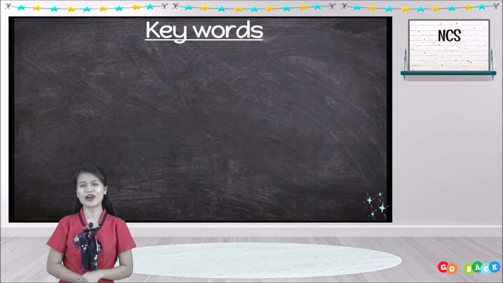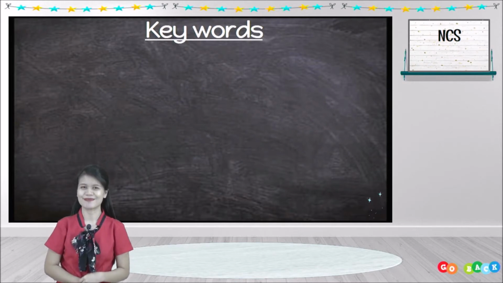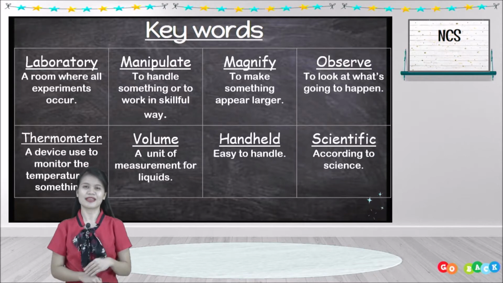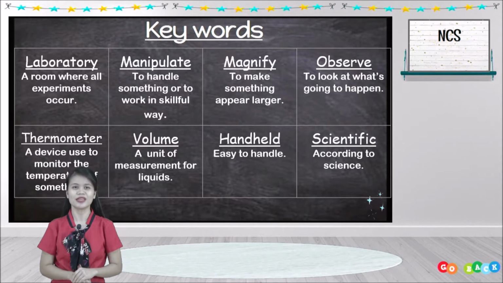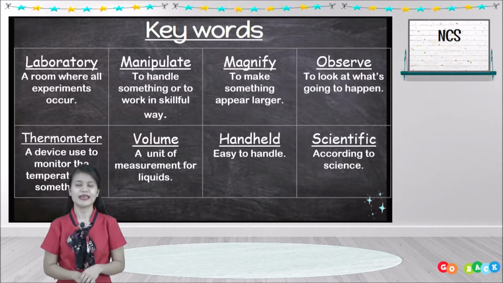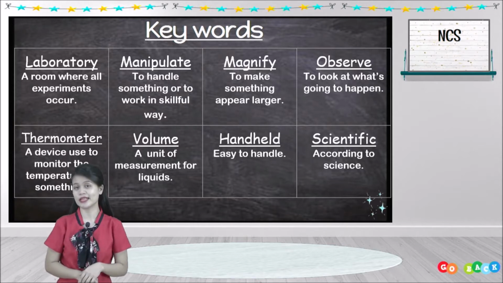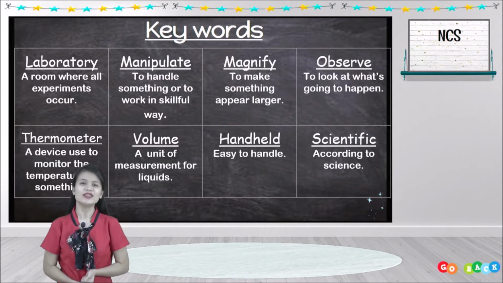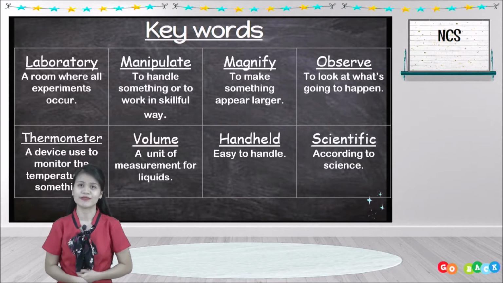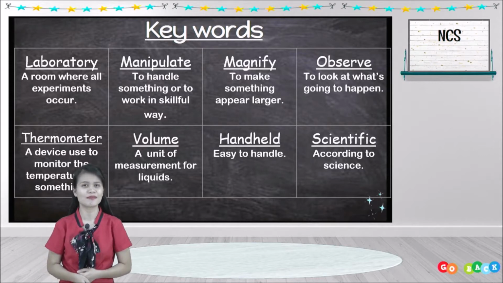Today, we will start our lesson with the keywords. First word, laboratory. Okay? So we have the laboratory. This is a room where all experiments occur. Next, we have the word manipulate. Well, the word manipulate is to handle something or to work in a skillful way. Next, we have magnify. Magnify is to make something appear larger, like what we do using the magnifying glass.